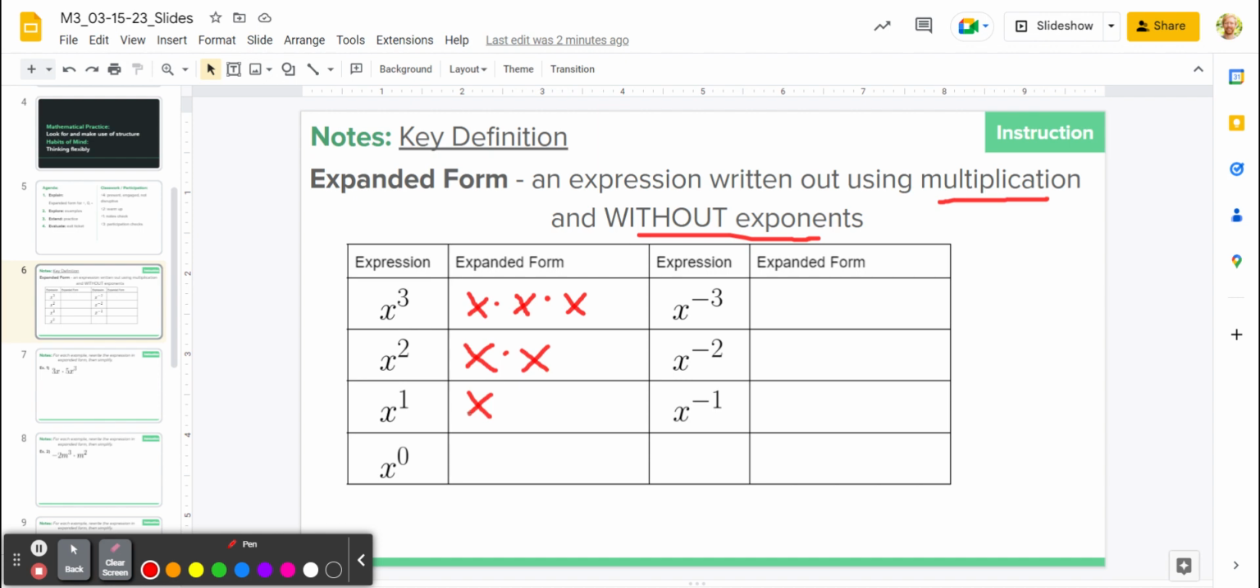Now, x to the 0 power is a special case. That is always going to be equal to 1. Whenever we take something to the 0 power, that's going to be equal to 1.